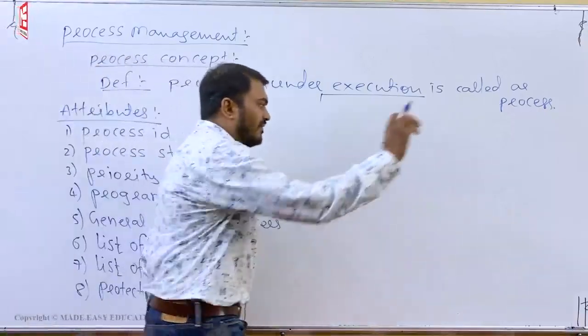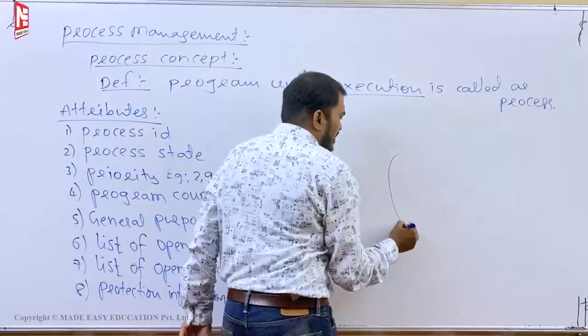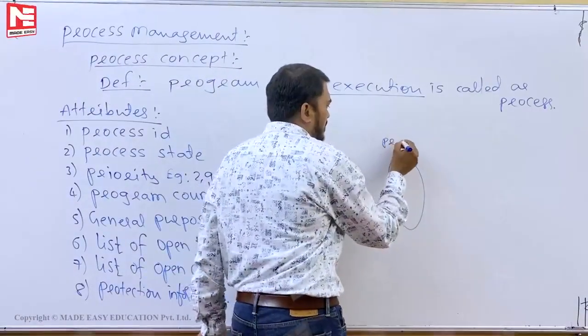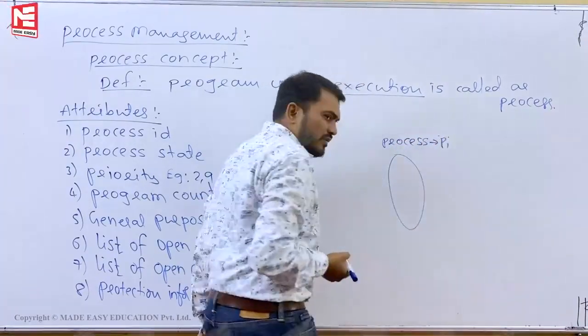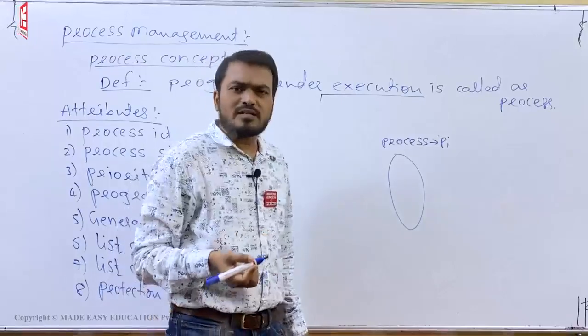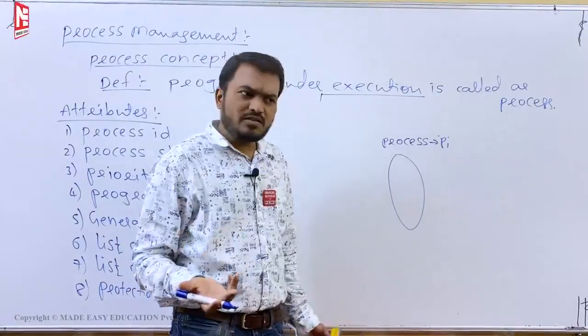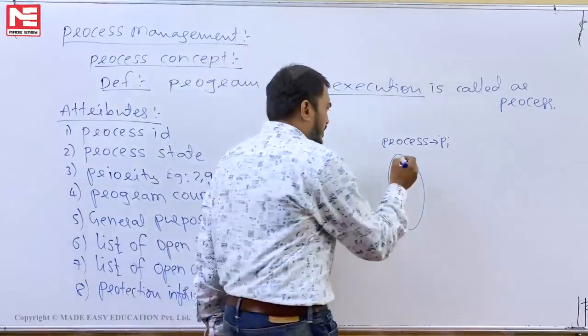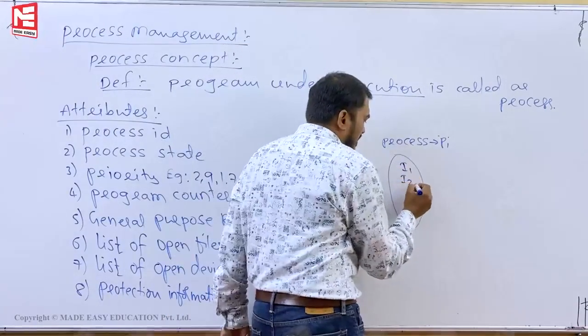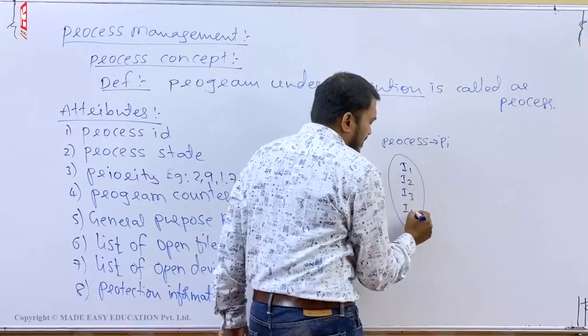For example, listen carefully, you have some process. Let us say process P1. Any process will have what? A set of instructions. Without a set of instructions, there is no program. So the process will have a set of instructions, let's say I1, I2, I3, I4.